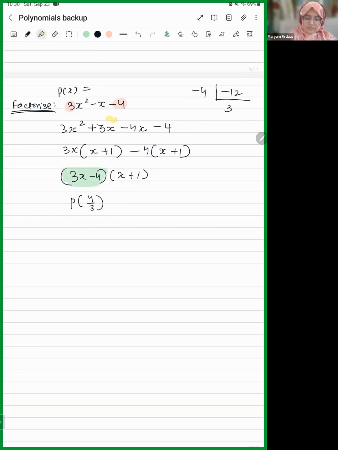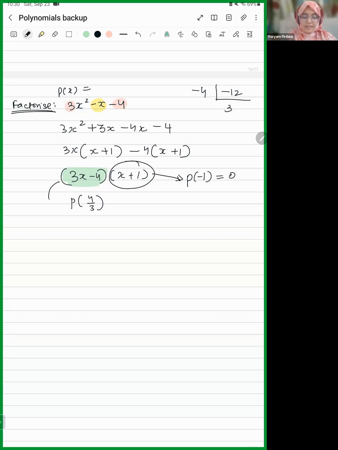No, ma'am, I did not understand it. See, what did we see? That if x plus 1 is a factor, then from here we can say that p of what will be 0? Minus 1. Minus 1, right?